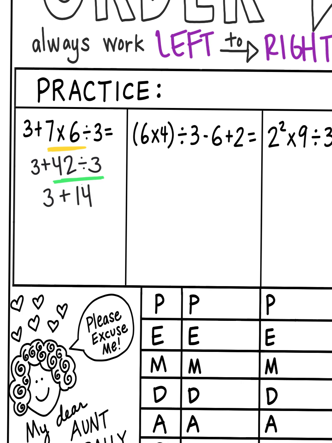Bring down what I haven't used yet. So I have 3 plus 14 left to solve. Okay, moving down my list of PEMDAS, what comes next? Well, what do I have left? Add, that's it. So if this is all I have left, then I'm going to solve for that part, which gives me my final answer of 17.